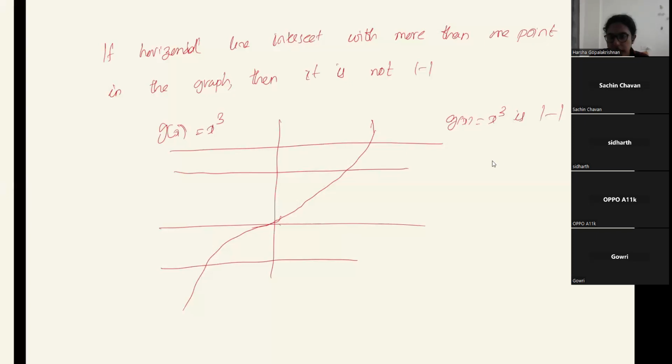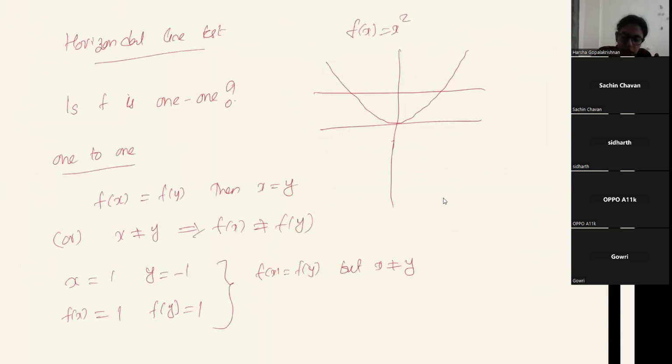Hello, madam. Can we test with a vertical line? See, with a vertical line we can check whether it is a function or not. Here, if you are using a vertical line, we cannot conclude anything. In the x square case also, if I am drawing a vertical line, it intersects at only one point, right? From that, we cannot conclude anything.